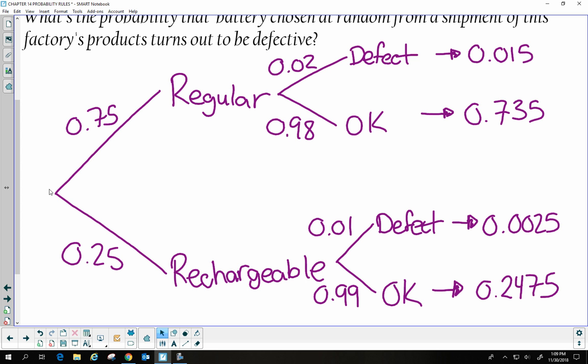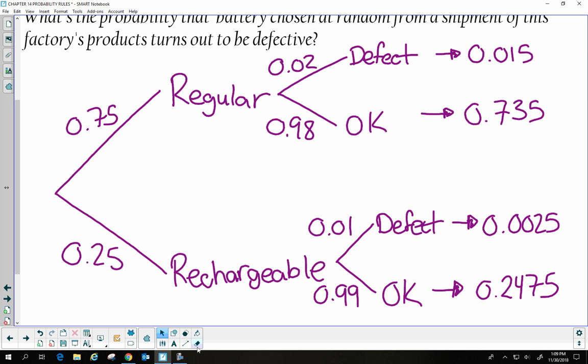And so we start with all of our batteries here, and then we split them up into regular and rechargeable. 0.75 regular, 0.25 rechargeable. And then within each of those groups, we have some batteries that are defective and some that are okay, some that work. For regular, 0.02 or 2% are defective. That means 98% of them are okay. For rechargeable, 1% are defective, 99% of them are okay.